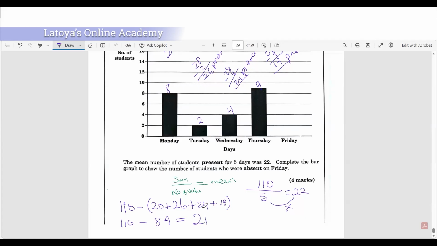What does this 21 represent? So I say you're working with numbers. You have to read the question to understand what your numbers represent. So this 21 will represent the number of students present on Friday. If you have 21 students present on Friday, how many students will be absent? If you have a total of 28 students in the class, 21 came. How many are absent on that day? 7. So your graph should go to 7. That's in the middle here. So we had to complete the graph to show the number of students who were absent on Friday.